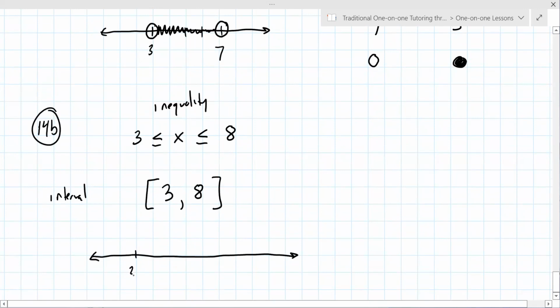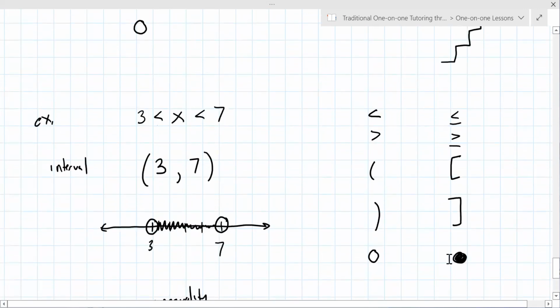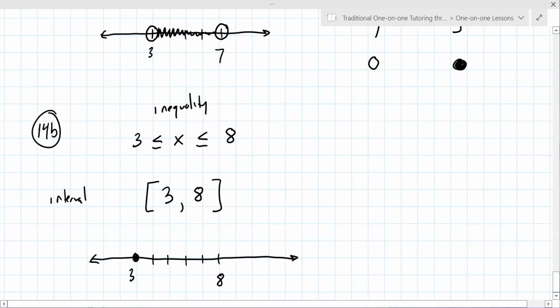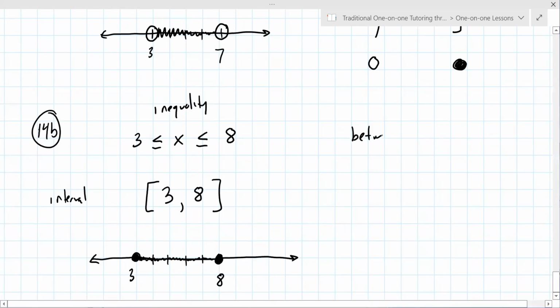And then when you go to a number line, let's just say that's 3, 4, 5, 6, 7, 8. This time, if you go to your chart over here, you're like, oh, it goes with a filled in dot. So at 3, you put a filled in dot. At 8, you put in a filled in dot. Because it's a bracket, because it's a less than or equal to, that's why you do that. And then you shade everything in between. It's easy enough. It's not too bad. Okay, so these are the between inequalities. Okay, so there's also one-sided inequalities, and that's what letter D is.